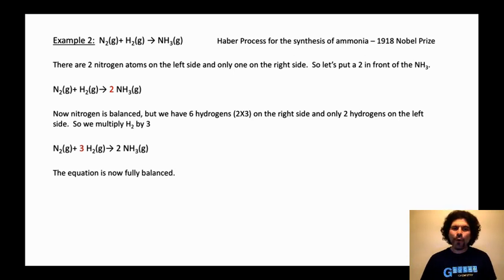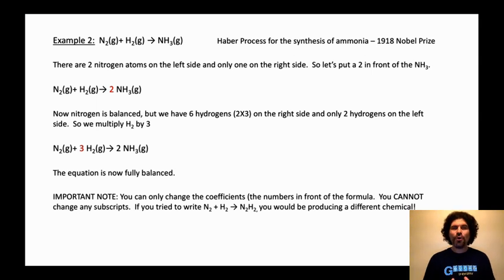But now we have 6 hydrogens on the right side, right? Because we have 2 NH3s, and each NH3 contributes 3 hydrogens, so 2 times 3 is 6. And only 2 hydrogens on the left side. So what we have to do then is multiply the H2 by 3. So N2 plus 3 H2s gives you 2 NH3s. And the equation is now fully balanced.